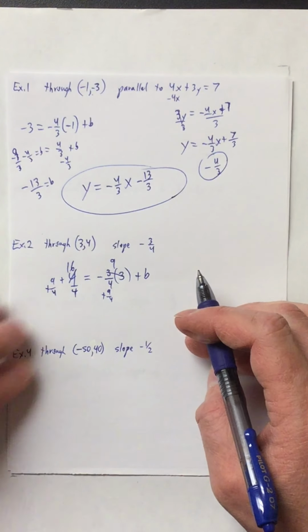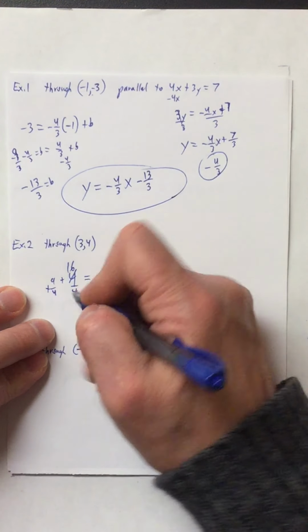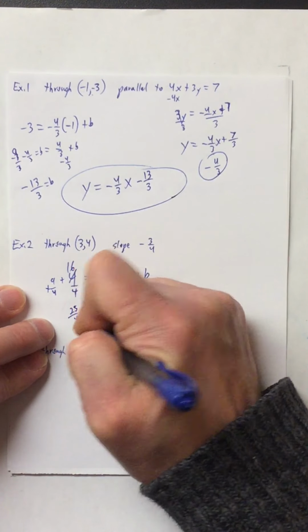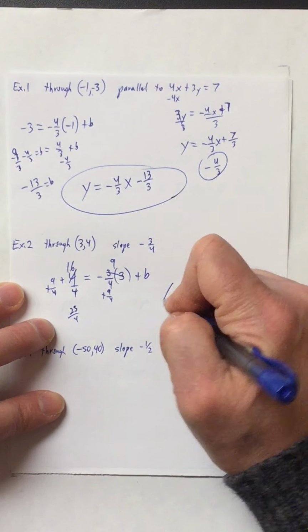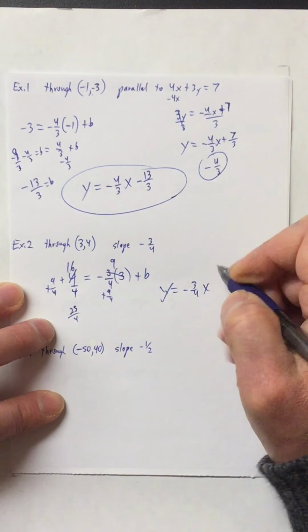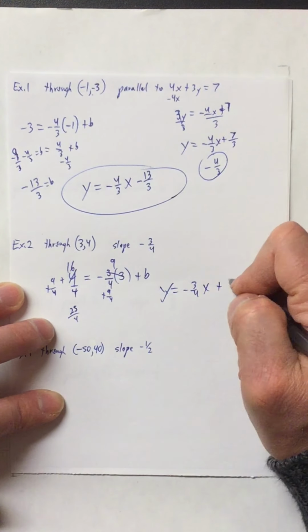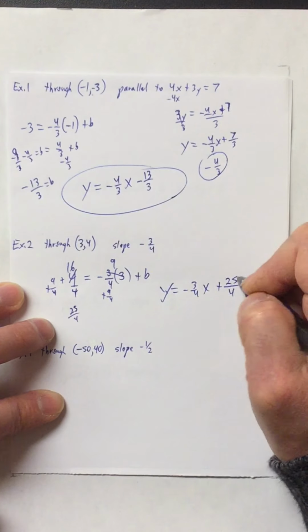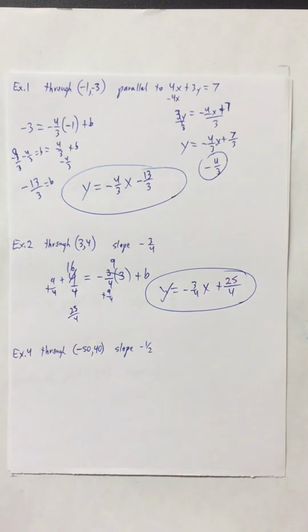So 16 plus 9, which is 25 over 4. Let's write out my answer. y is equal to my slope of negative 3 over 4 x, and then plus my intercept, which is a positive 25 over 4. And there's my answer for example 2.